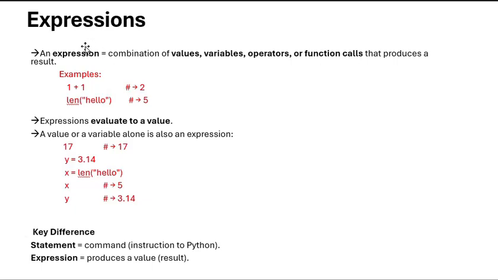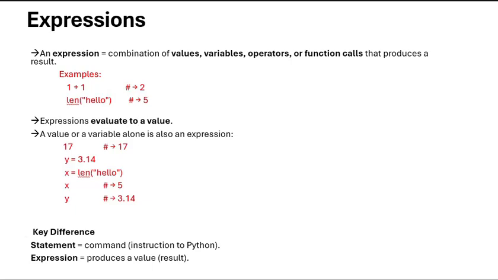Got it? This is an expression, and you can see the example here, 1 plus 1. It will give the result as 2. The len of hello will count the length, that is 1, 2, 3, 4, 5. It has 5 letters. It will give the output as 5. It will count the length of that string and give it in the output.